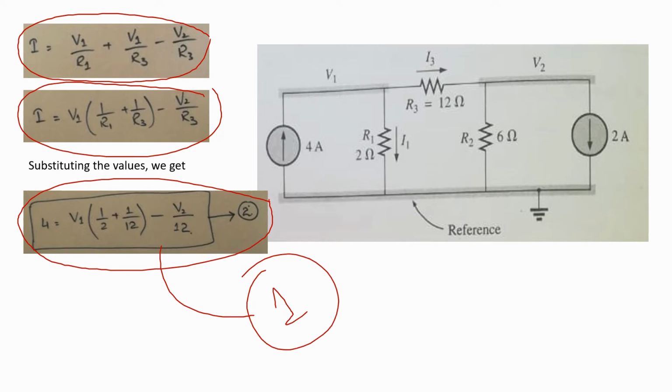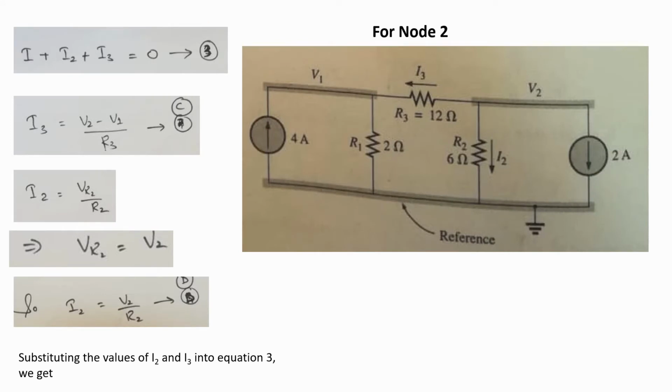Now we have to calculate the equation for V2. Before applying KCL to node 2, we will define the direction of the currents. I is basically in the downward direction, I2 is leaving the node, and I3 is also leaving the node. In the previous diagram, you will see that we assigned the direction of I3 in that way. Now, when we are taking V2 as a reference, if V2 is at higher potential, the current will flow from higher to lower potential. That's why we take the direction of I3 in that direction.